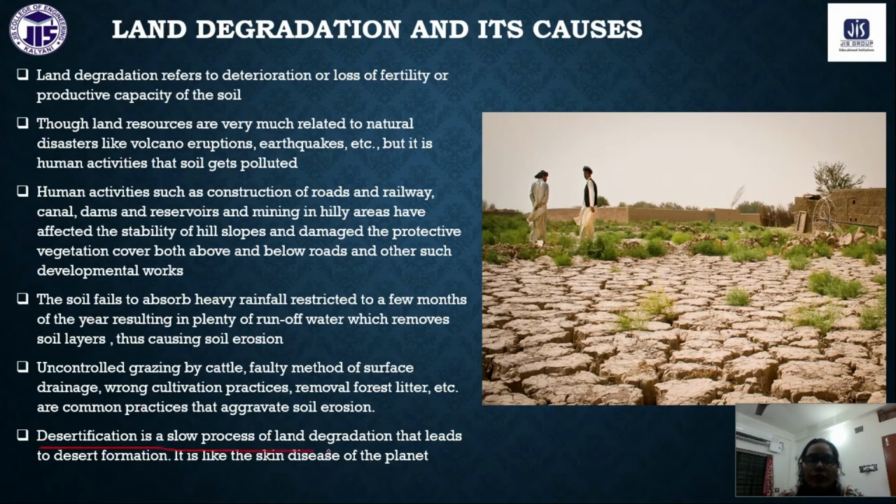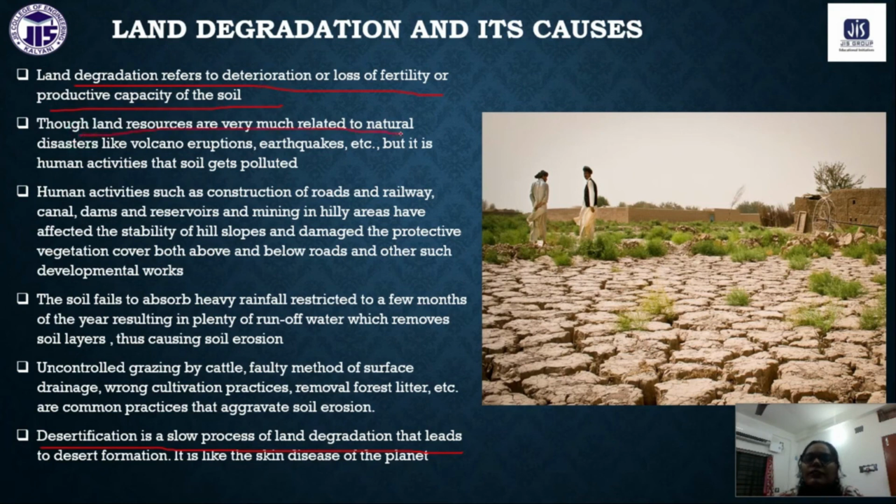And also one term we have, that is desertification. Desertification is a slow process. It's like the skin disease of the planet. Okay, so land degradation refers to deterioration or loss of fertility and productivity of the soil.